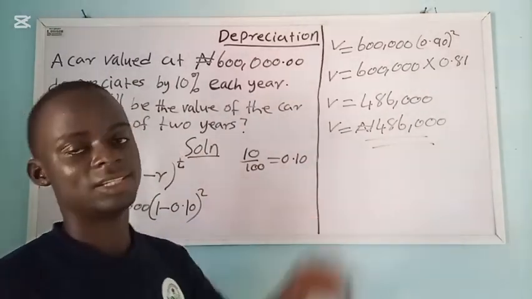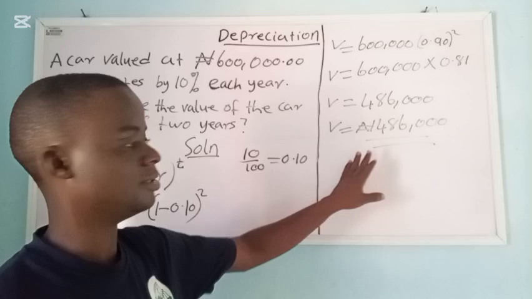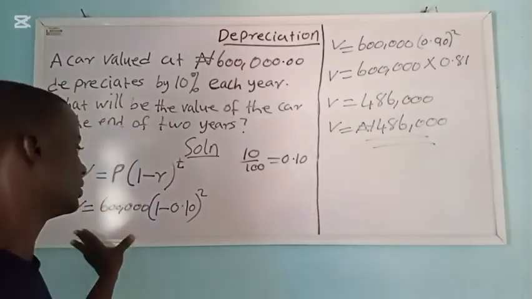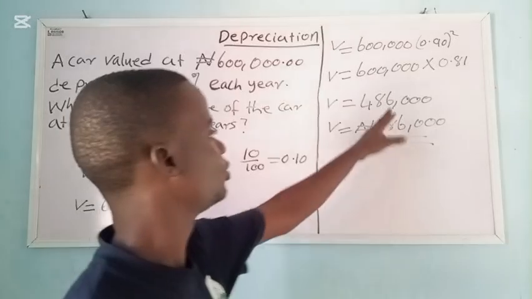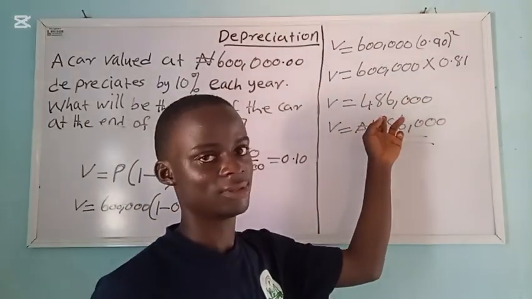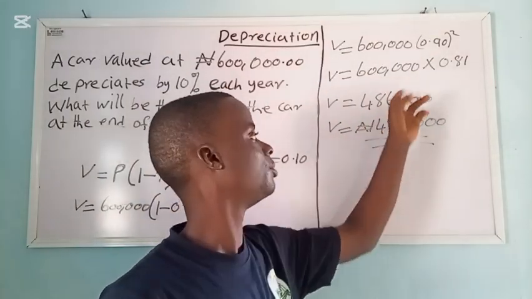When you check this answer, the second one and the first one that we did are the same. This is just the formula, so you can use this formula. It's very fast. When you multiply this, it will give you this.